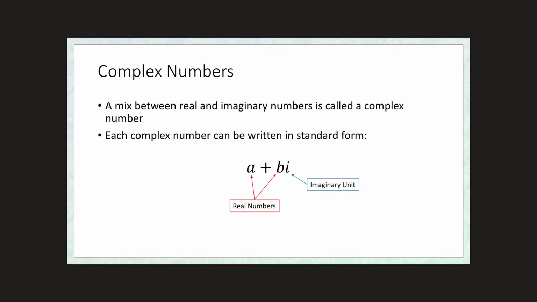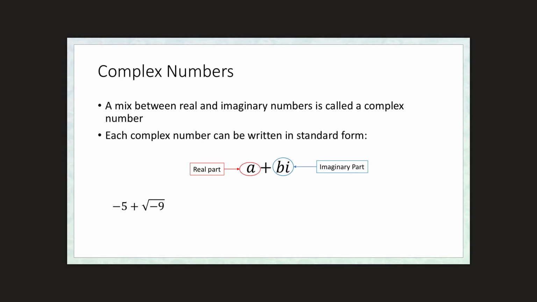Complex numbers are a mix between real and imaginary numbers. Each complex number can be written in the standard form a plus bi, with a and b being real numbers and i being the imaginary unit. Although a and b are both real numbers, only a is considered to be the real part of the complex number. bi is considered to be the imaginary part of the complex number, with b serving as the coefficient for the imaginary unit i.